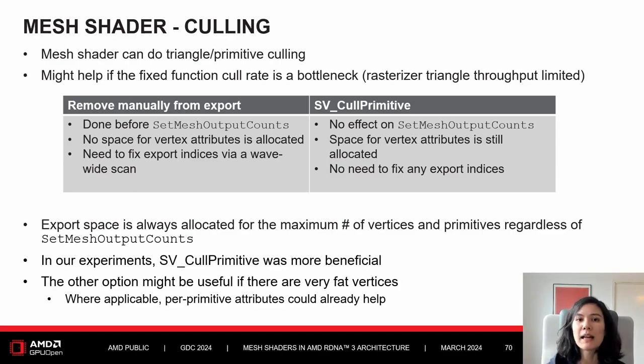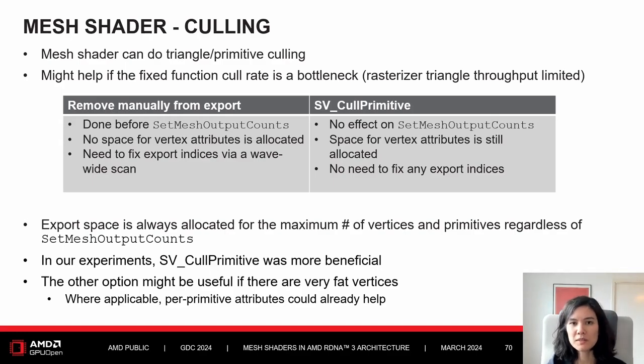Now let's move on to the last topic about mesh shaders specifically. In mesh shaders, you can also do triangle culling. This might help if the fixed function cull rate is the bottleneck. And if you do decide to do culling in your mesh shader, you can do it in two different ways. You can manually cull. This can be done before SetMeshOutputCounts. And this also means that no space for the vertex attributes is allocated. However, you need to fix the export indices.